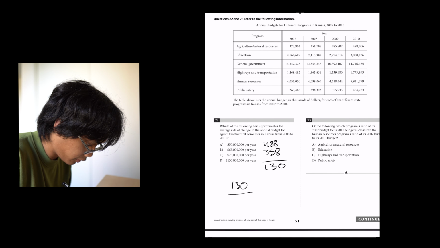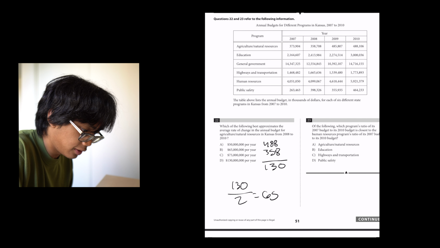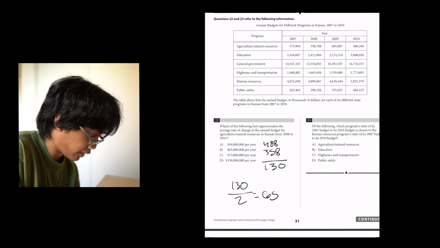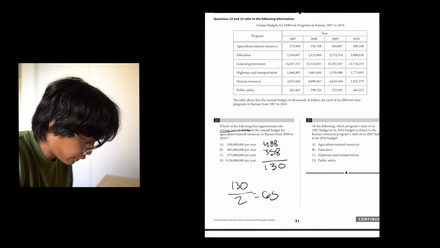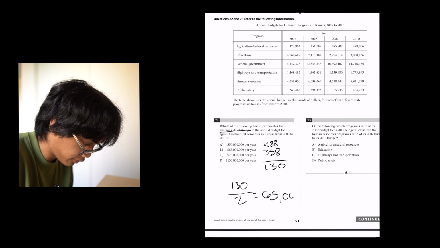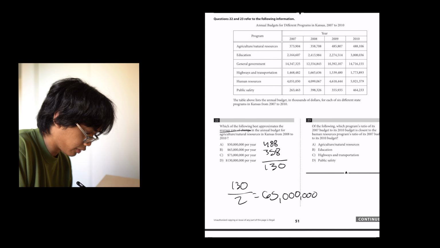130 is going to be divided by 2, which will give you 65, because it's 2008, then 2009, and then 2010. So it's a 2-year change, and it's asking for the average rate of change here. So it's going to be 65, or I guess 65,000, and it's in thousands of dollars. So it's going to be another 3 zeros, which will give you answer choice B.